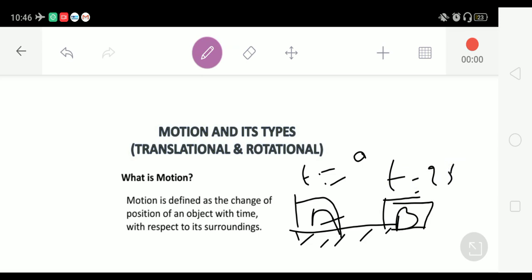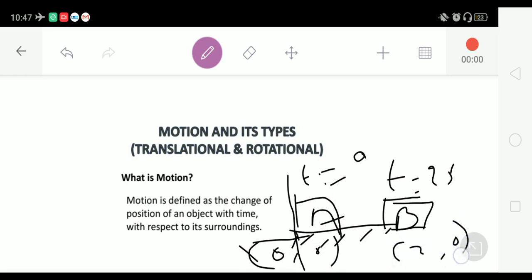So what happened? The block has moved from a particular position A to a particular position B, or it has changed its position. If I draw a graph over here and I say this is 0 comma 0, and this is 2 comma 0.